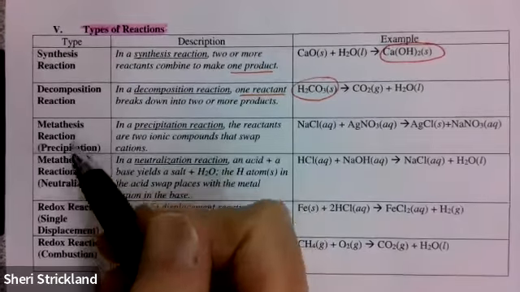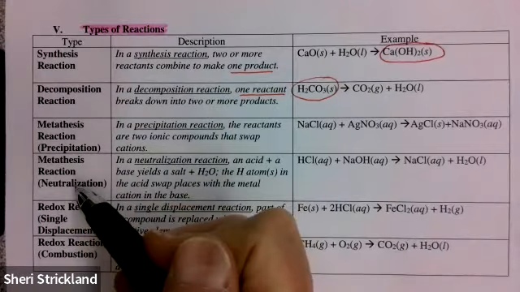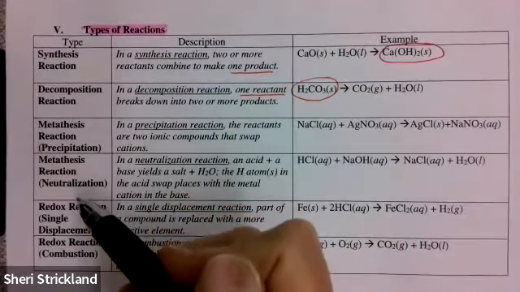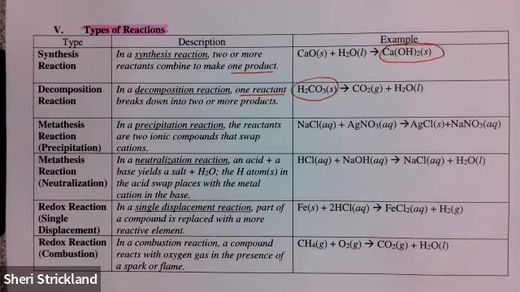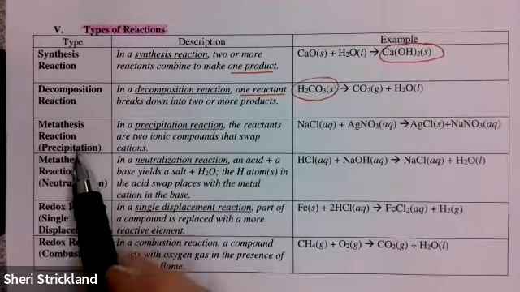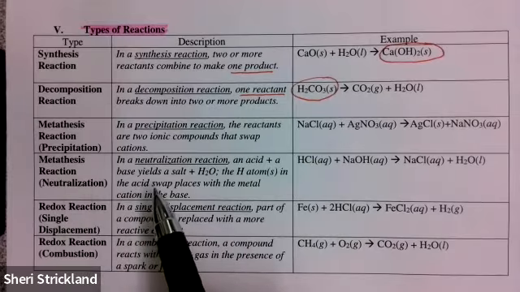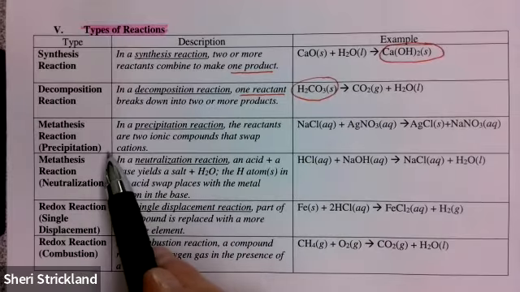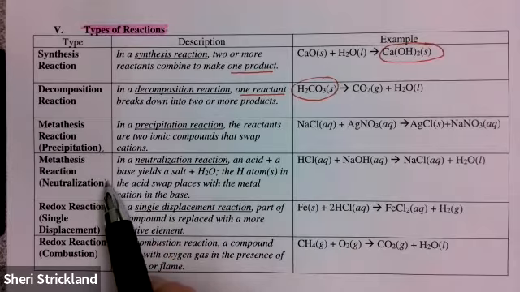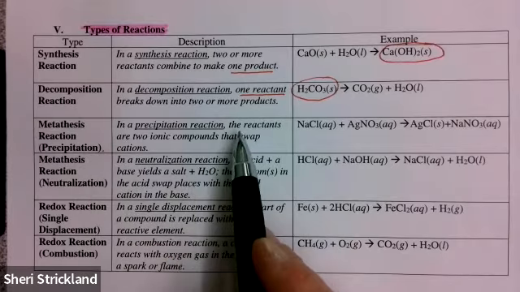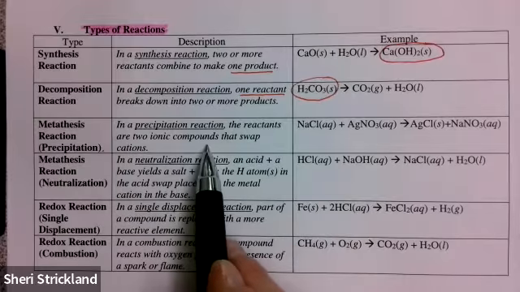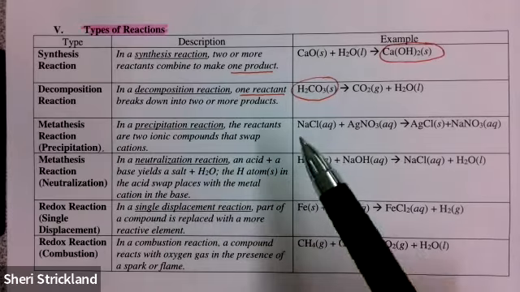Now, there are a couple of different metathesis reactions that I want you to know about. You may know them as double displacement reactions. So in any metathesis reaction, 2 pieces of the reactants basically switch places. The ones I want you to know about are precipitation reactions and neutralization reactions. So in a precipitation reaction, the reactants are 2 ionic compounds that swap cations.